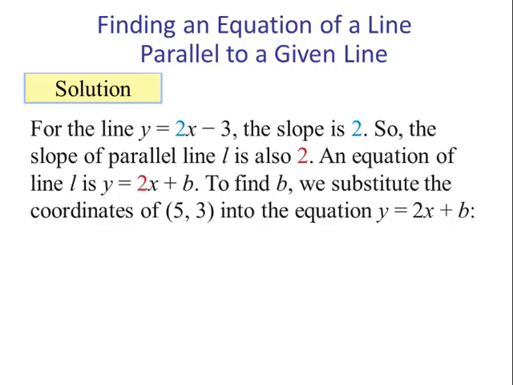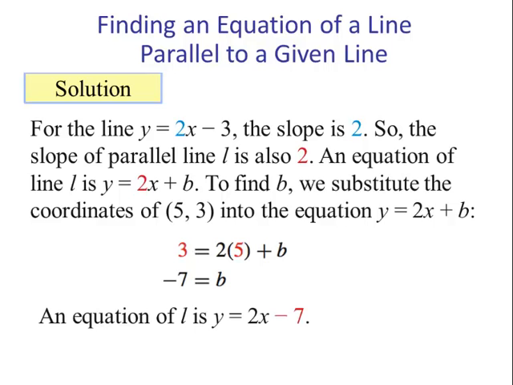To find b, we substitute the coordinates (5, 3) into the equation y equals 2x plus b, just like we did in the previous video. So 3 is the y coordinate, 5 is the x coordinate, so we have the equation 3 equals 2 times 5 plus b. 2 times 5 is 10. Subtract 10 from both sides and we have b is equal to negative 7. So the equation of L is y equals 2x minus 7.